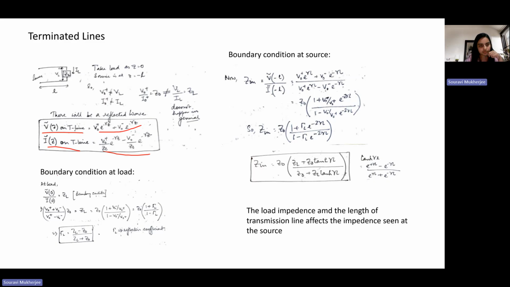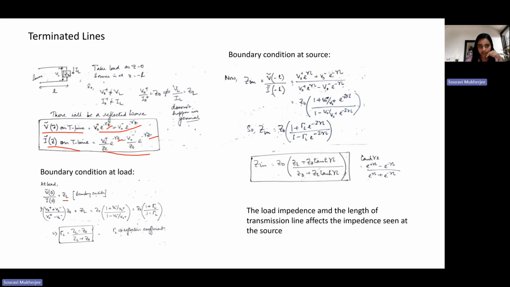Now, what is the boundary condition at load? At load, we know that the ratio of the voltage to current should be equal to ZL, which is the load impedance, right? Now, what is V at Z equal to 0? If you put Z equal to 0 here, e to the power 0, and again e to the power 0, so it's nothing but V naught plus V naught minus, right? What is the current at Z equal to 0? Again, put Z equal to 0 here and here.